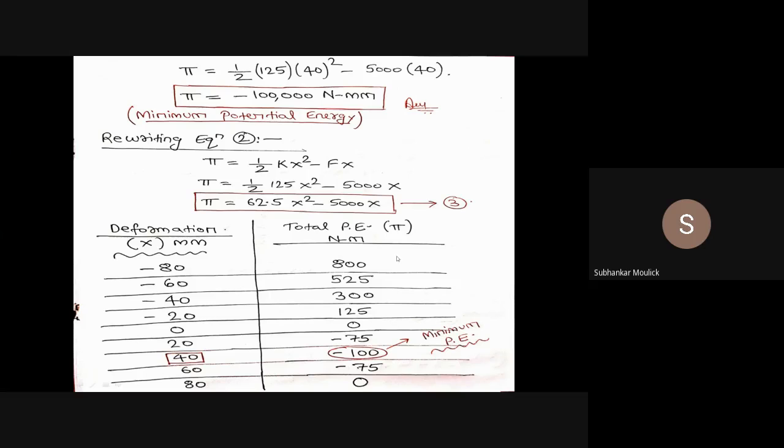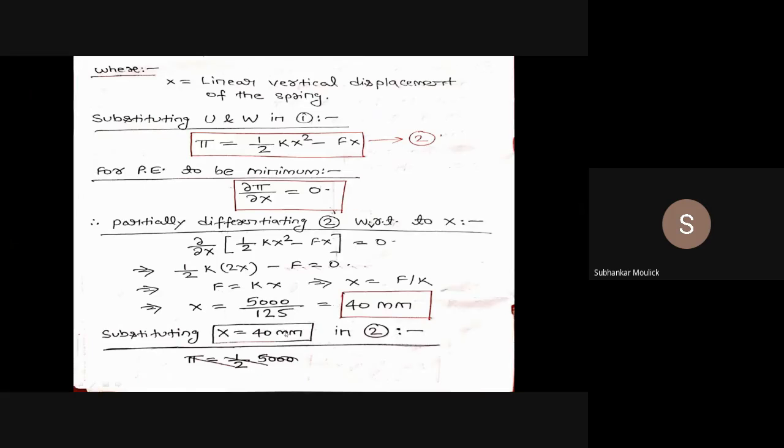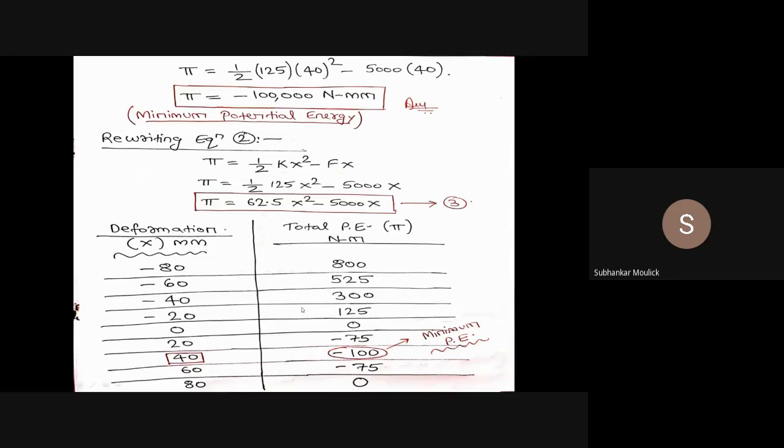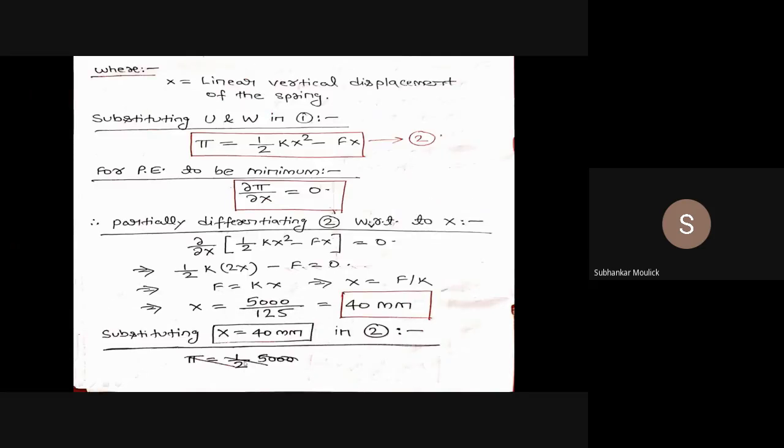Second case, in equation number 3, put x equal to minus 60, and you will get the value of pi. Likewise, if you do it for 10 points or 15 points, you get the different values. And from these values, you can check at which point the potential energy is minimum. It is minimum at x equal to 40 mm. So from this you can cross check whether you did your calculation correctly or not.